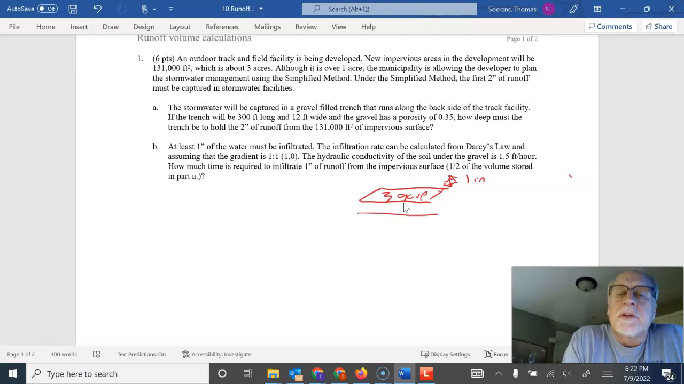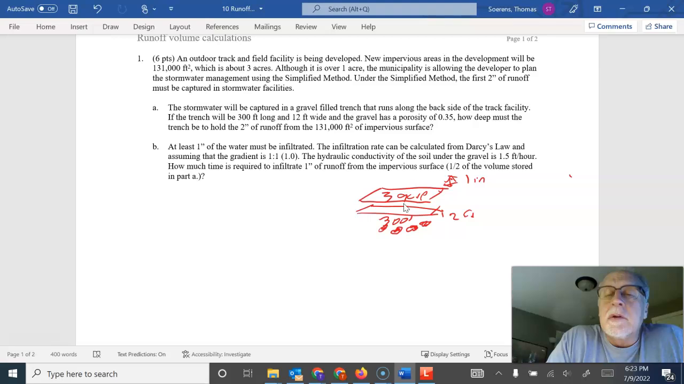So the trench is 300 feet long, and it's 12 feet wide, and now we got to determine how deep it has to be. It has a porosity of 0.35. So you remember that from the groundwater. These are my little gravel stones here. The space available for the water then is 35% of the total volume.